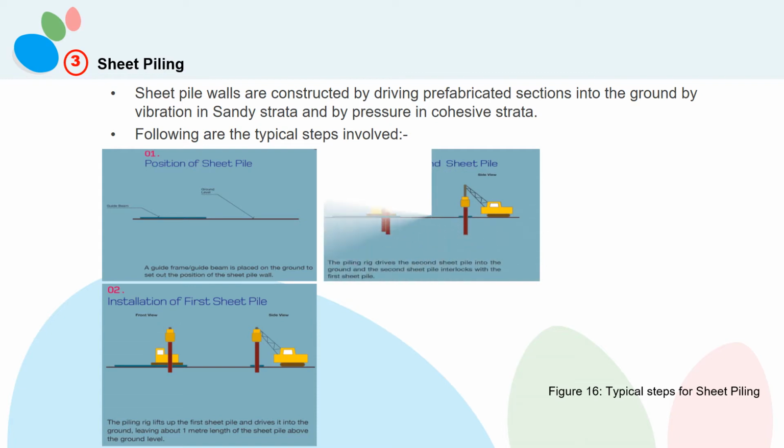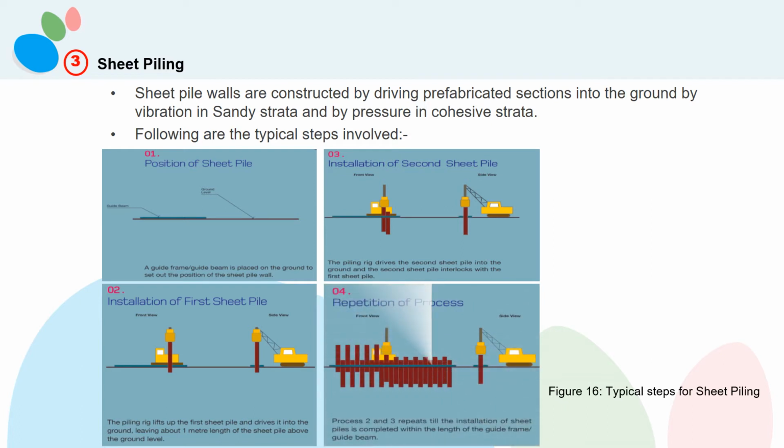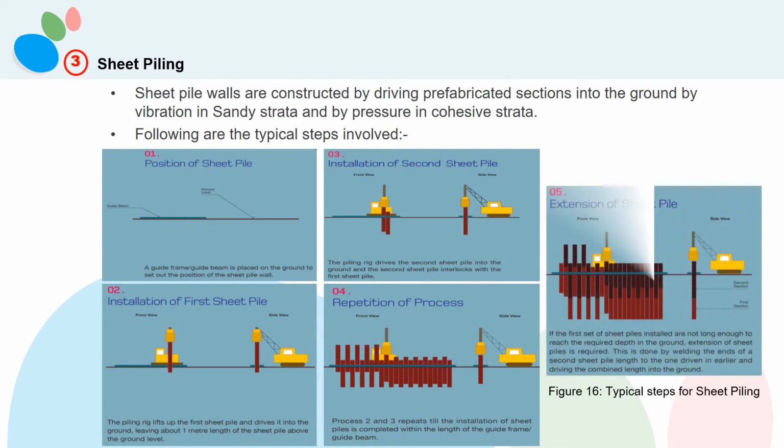3. Installation of second pile. The piling rig drives the second sheet pile into the ground and the second sheet pile interlocks with the first sheet pile. 4. Repetition of process. Steps 2 and 3 repeat till the installation of sheet piles is completed within the length of the guide frame or guide beam. 5. Extension of sheet pile. If the first set of sheet piles installed are not long enough to reach the required depth in the ground, extension of sheet pile is required. This is done by welding the end of a second sheet pile length to the one driven in earlier and driving the combined length into the ground.